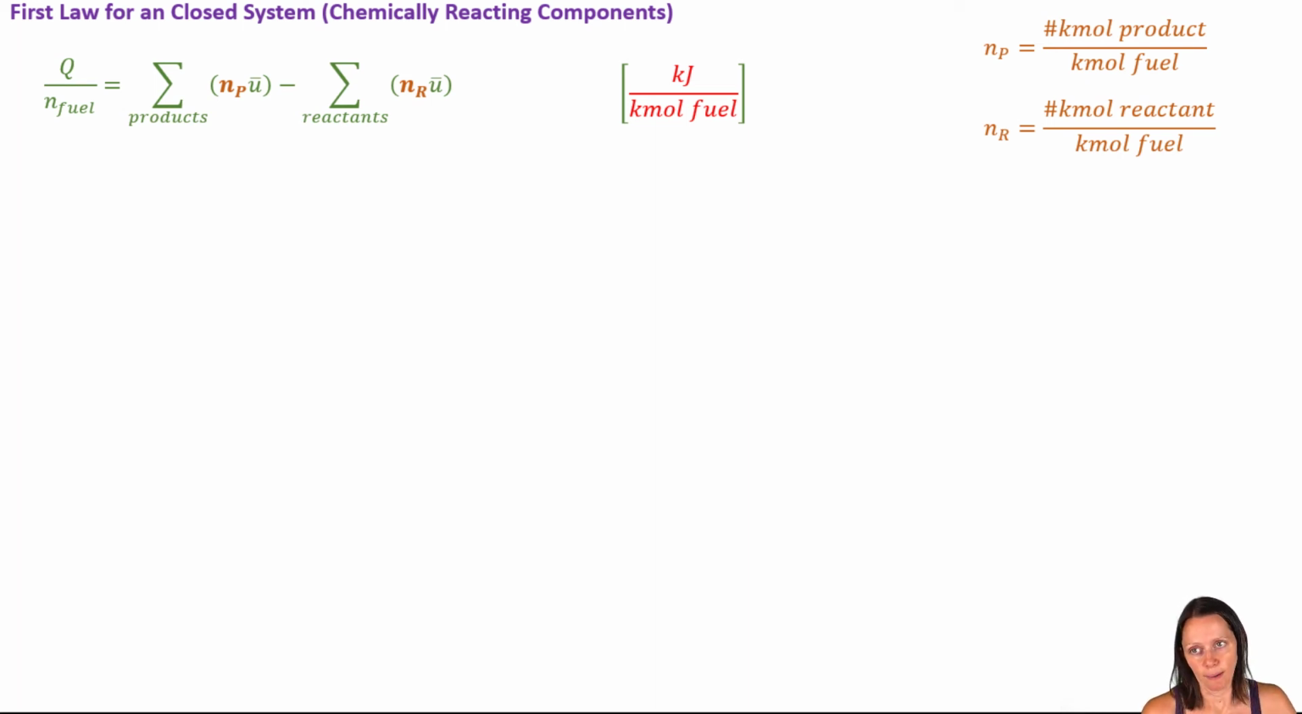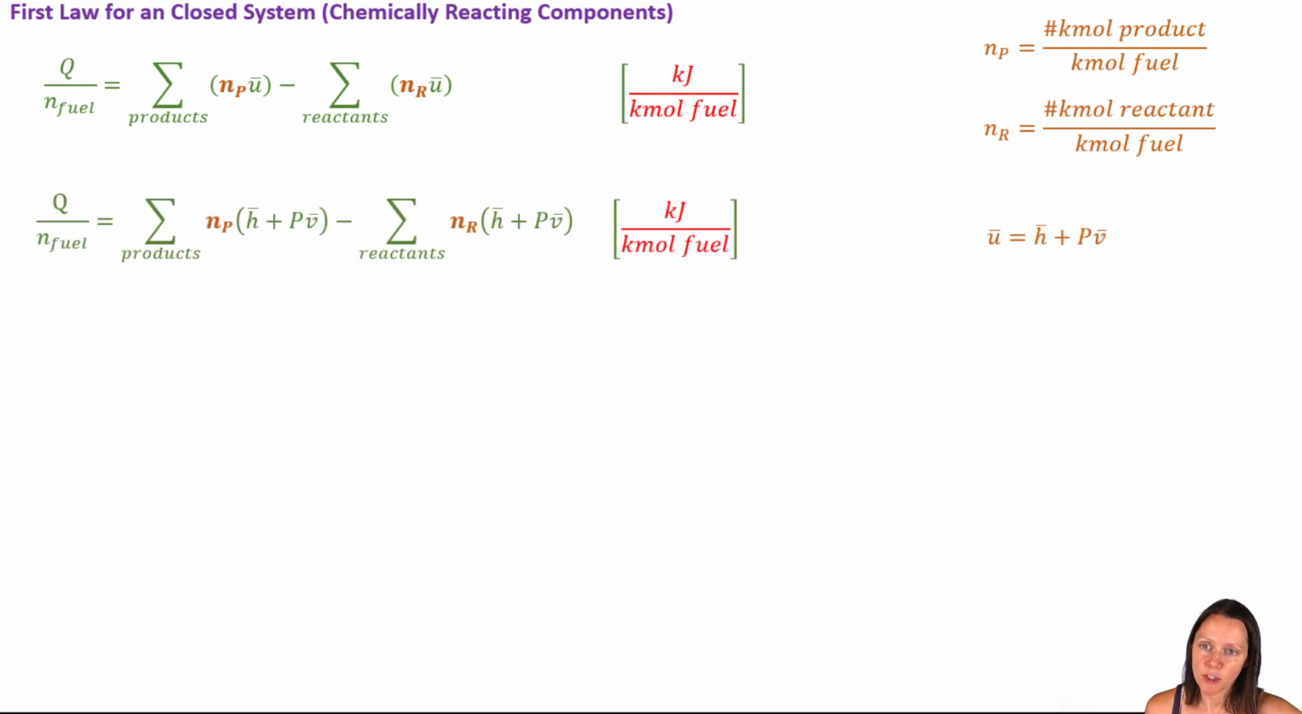All right, for our closed system, it's a very similar derivation. We're not going to go through the derivation here, but you're making the same assumptions: kinetic and potential energy changes are 0, and you don't have any work. So this is the equation you've got. I've still written things in terms of n p and n r, the number of kilomoles of product per kilomole of fuel, and the same for the reactant.